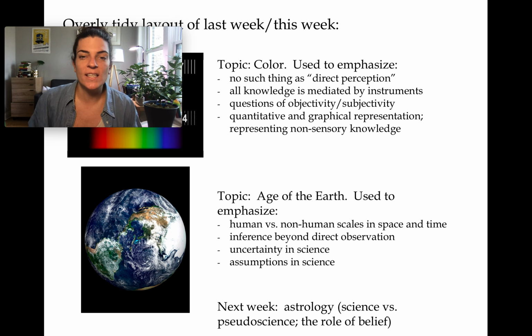So we're going to continue this theme today by talking about the age of the Earth. We're going to use this to expand on our understanding of objectivity and subjectivity and the conduct of science and how we do science. And we're going to use it specifically to illustrate human versus non-human scales in space and time, the inference of data and conclusions beyond direct observation, right? So we can directly observe things, but we can't directly observe everything, especially things that have happened far in the past or will happen in the distant future, and we'll get to that in a second.